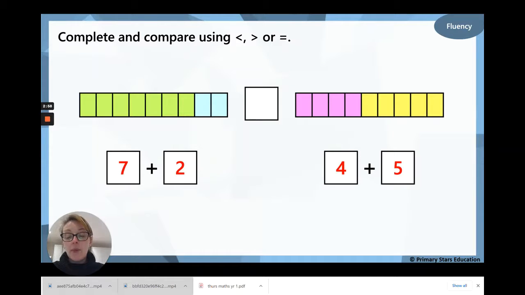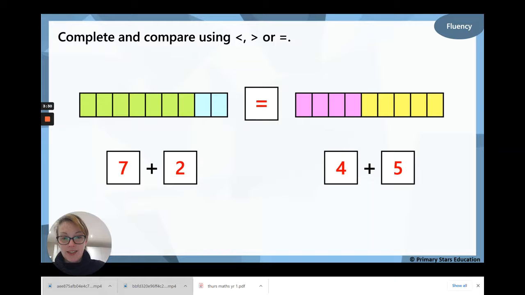Okay, and then once you've done that, then we need to think about which symbol can we use to compare these two statements. So 7 plus 2 gives us a total of 9. And 4 plus 5 gives us a total of 9. So both of these calculations give us an answer of 9. So we can use the equal to symbol. 7 plus 2 is equal to, it makes the same amount as 4 plus 5.